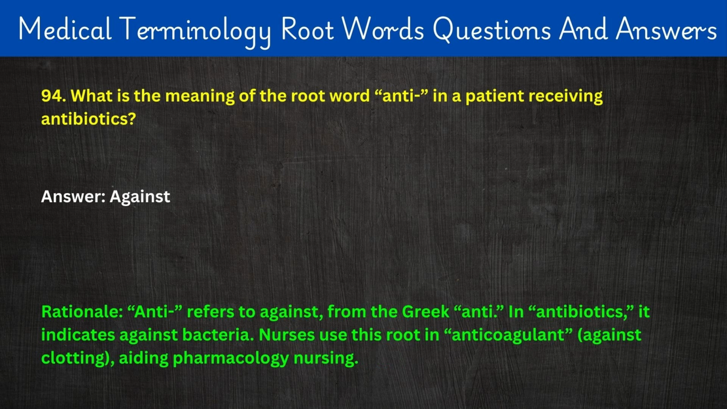94. What is the meaning of the root word anti- in a patient receiving antibiotics? Answer: against. Rationale: Anti- refers to against, from the Greek anti. In antibiotics, it indicates against bacteria. Nurses use this root in anticoagulant, against clotting, aiding pharmacology nursing.